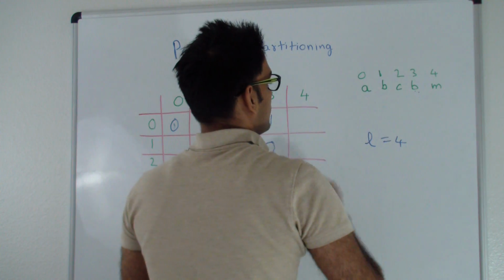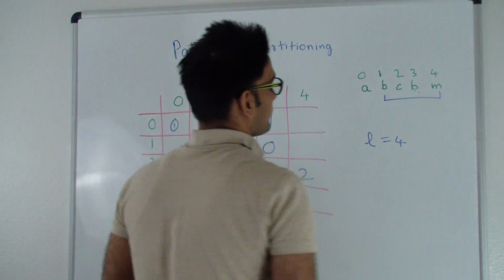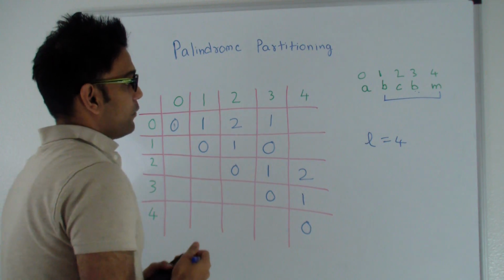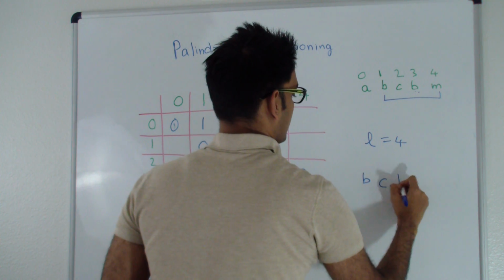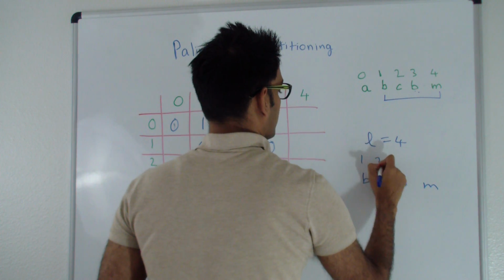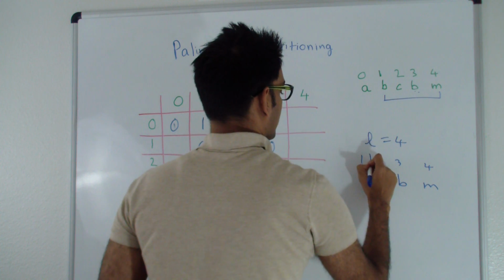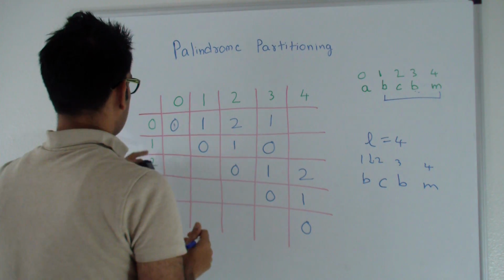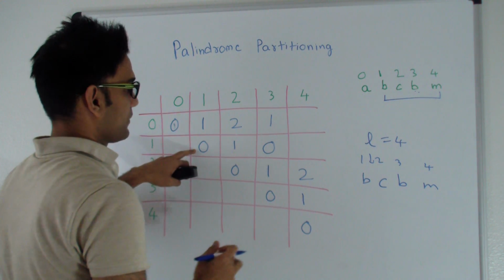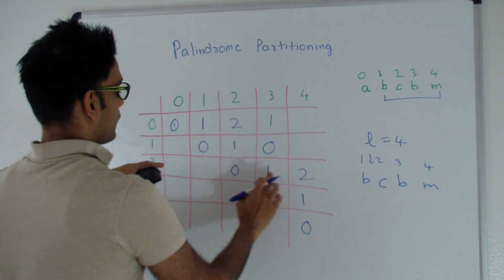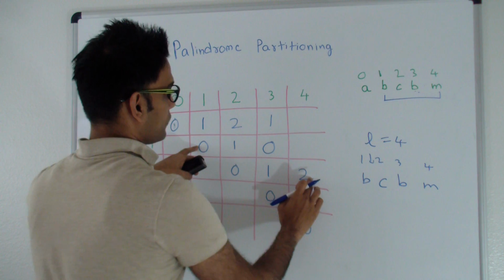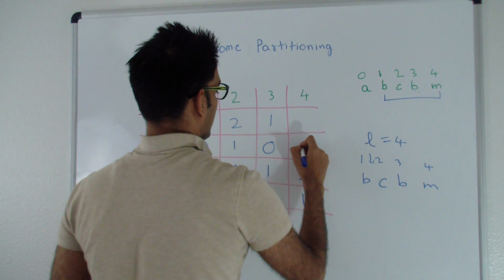So let's move on to this one, 1 to 4. When it's 1 to 4, B, C, B, M, 1, 2, 3, 4. If I split at this point, it will be T of 1, 1, which is 0, plus T of 2, 4. T of 2, 4 is 2, so 0 plus 2 plus this 1, so 3.